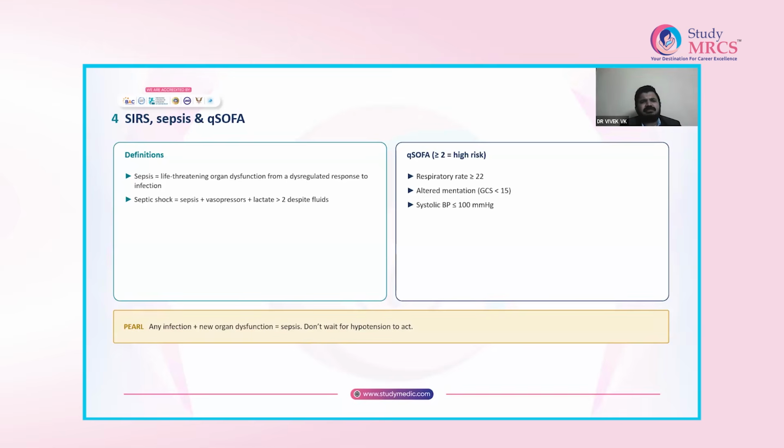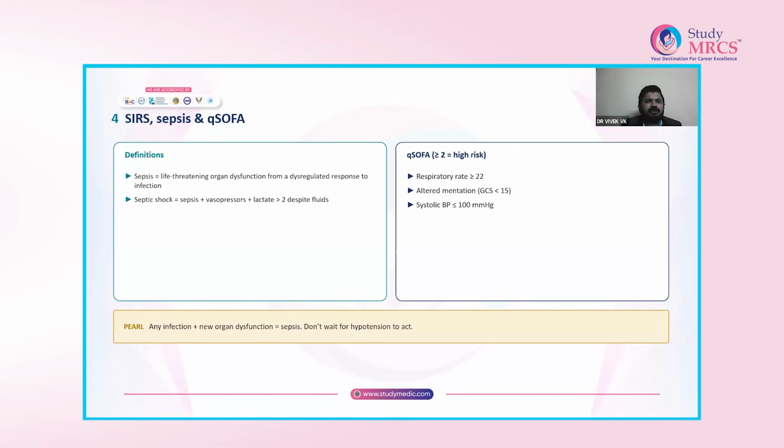And the patient is on persistent hypotension or lactate is more than 2 in spite of giving IV fluid. This condition is called the septic shock. So septic shock means the patient is having sepsis, the patient is requiring vasopressors to maintain the mean arterial pressure above 65, and the patient is having persistent hypotension or lactate is more than 2 despite giving IV fluid. So that is septic shock.